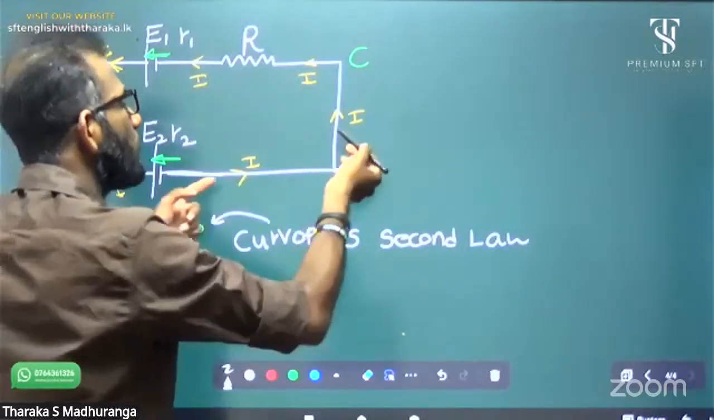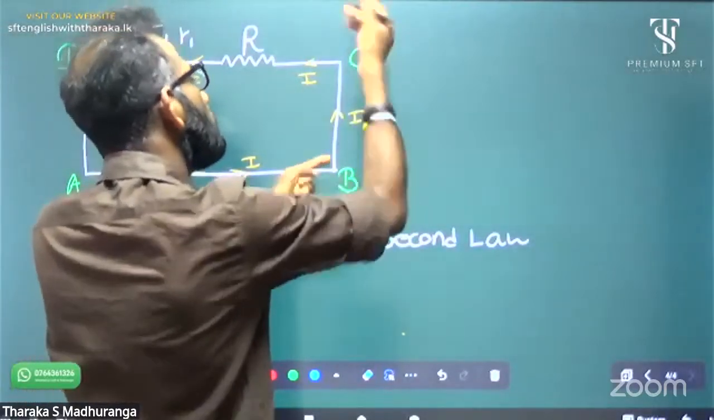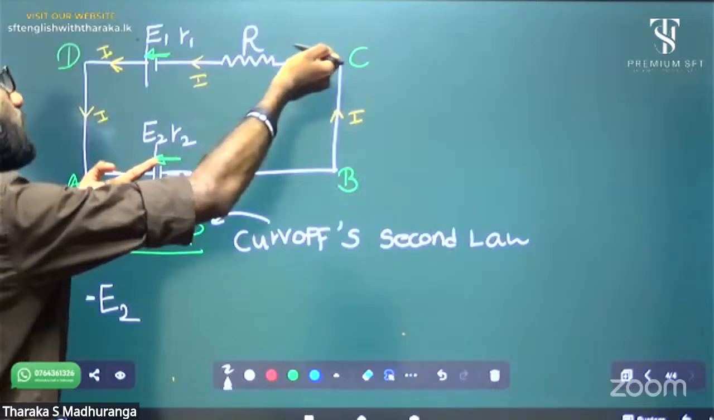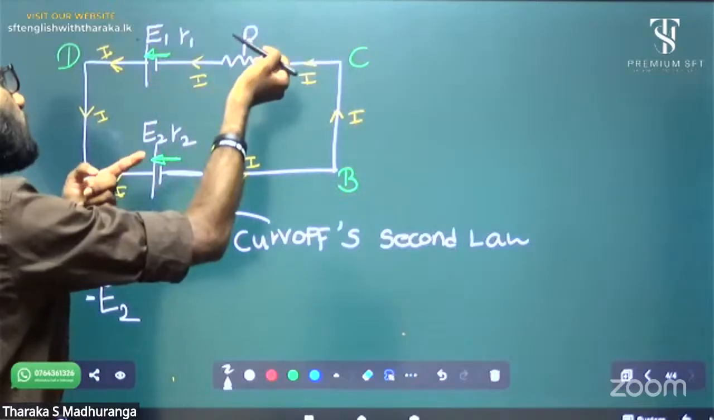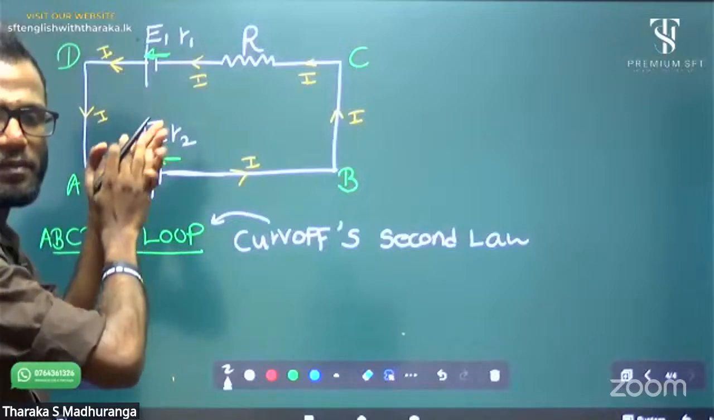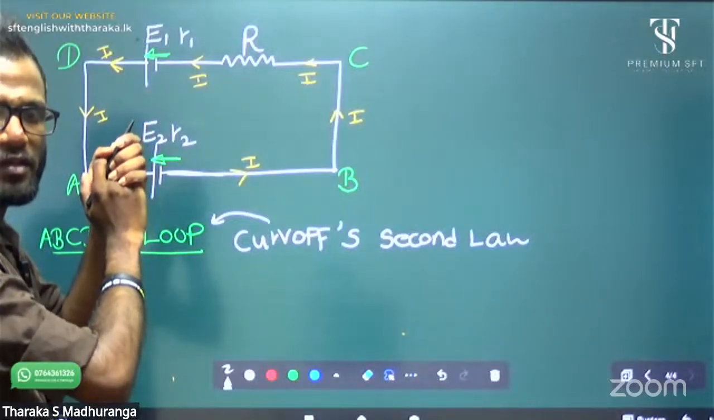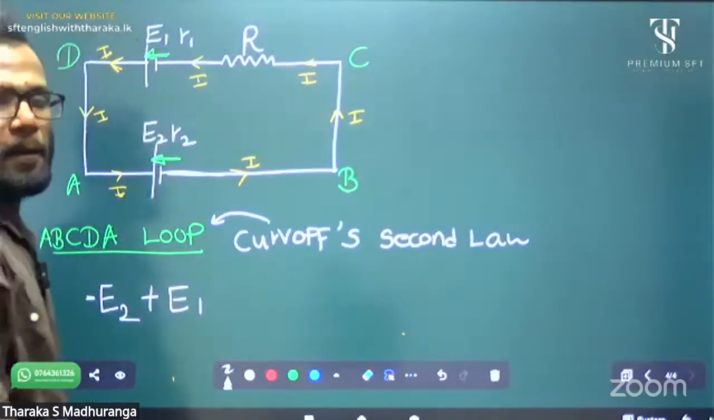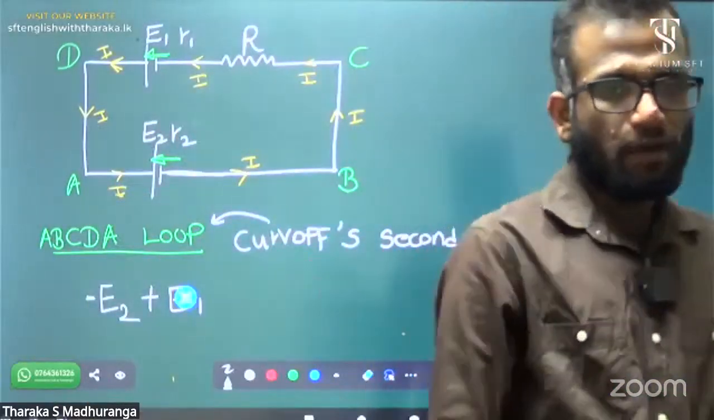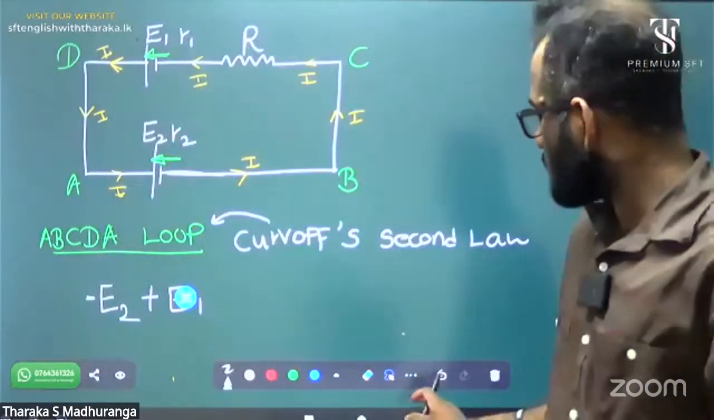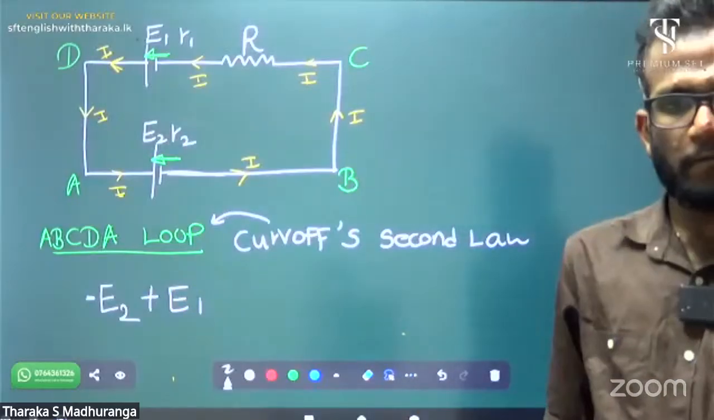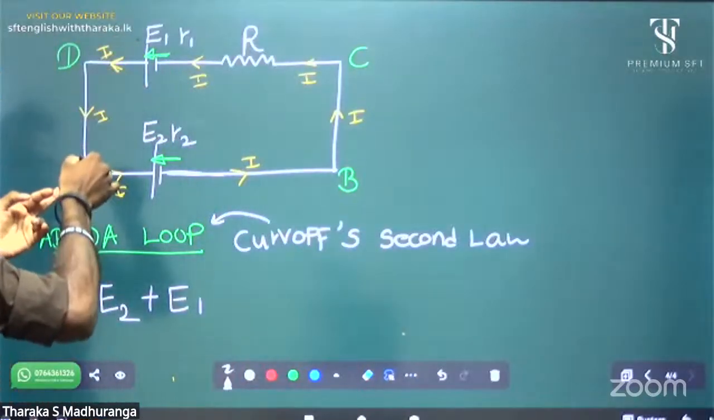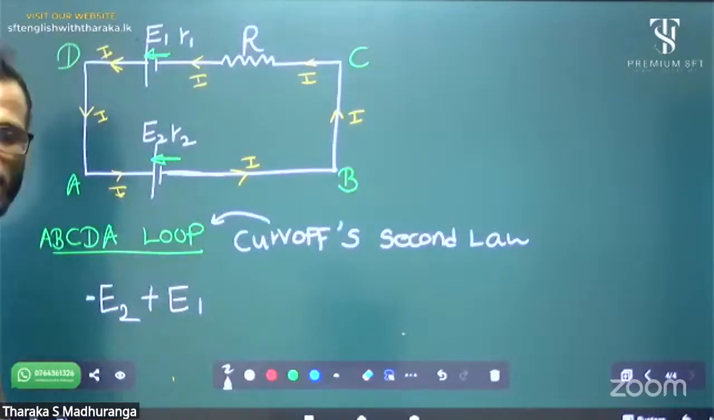Okay, A to B, no other electromotive force. B to C, no electromotive force. C to D, it has an electromotive force. I am going C to D. My direction and the electromotive force, same or different? It's the same, right? So it is plus E1. Plus E1. Then I come again to point A, no more batteries or electromotive forces.